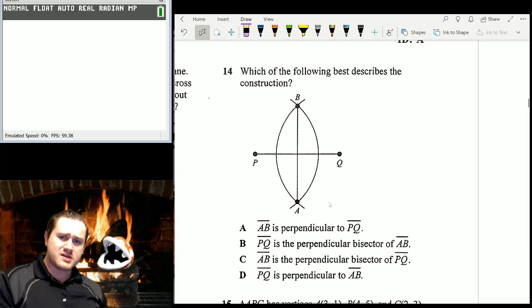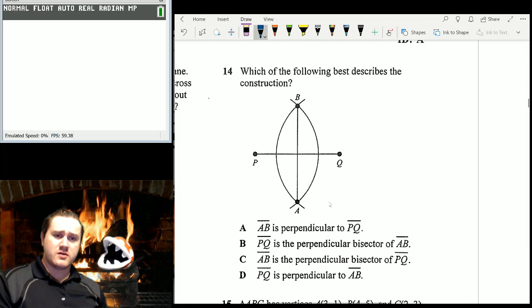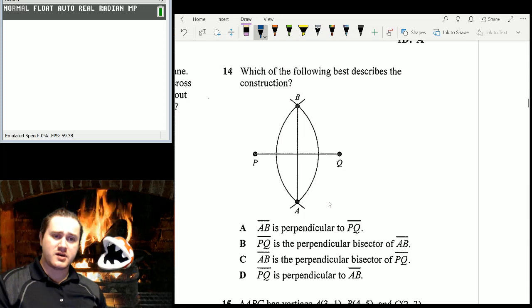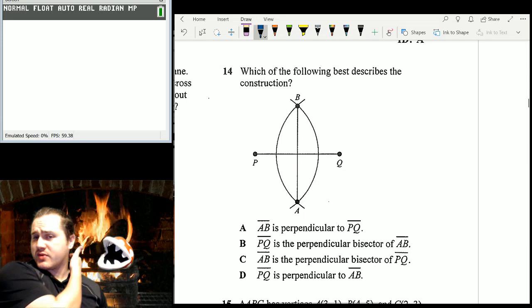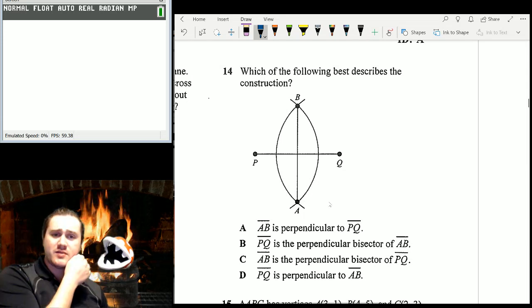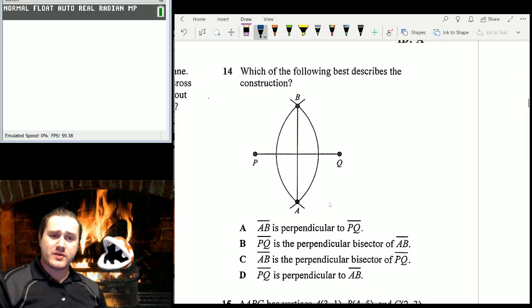Number 14 is a construction problem. Right, so it says, which of the following best describes the construction? We have this picture here. Right, notice that we have the arcs coming from here. So those actually were centered on Q and P. So if you remember the constructions, this one actually represents the perpendicular bisector. Now what happens with this is that we know it's the same distance from P as it is from Q where it meets, and we have it 90 degrees.